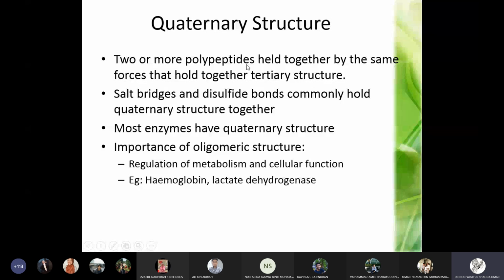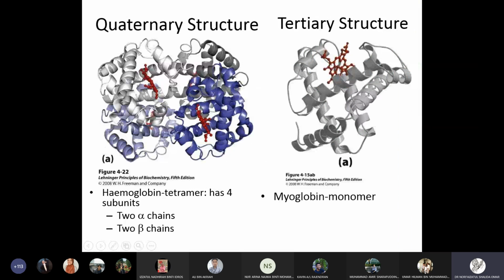So primary and tertiary is just one single chain, but quaternary structure is two or more polypeptides held together by the same forces that hold together the tertiary structure. Okay, and then you have additional salt bridges. These are what hold together the quaternary structure. Most enzymes have quaternary structure. So this is the difference between the quaternary structure and the tertiary structure.